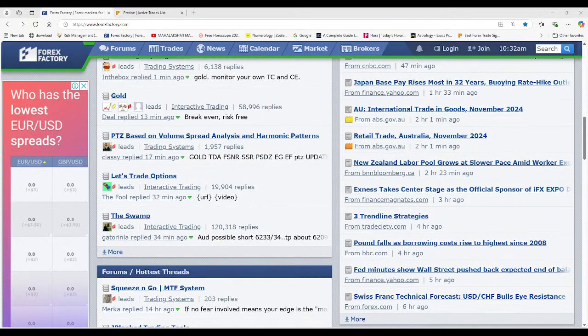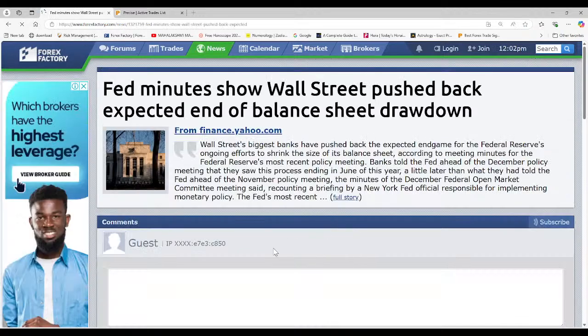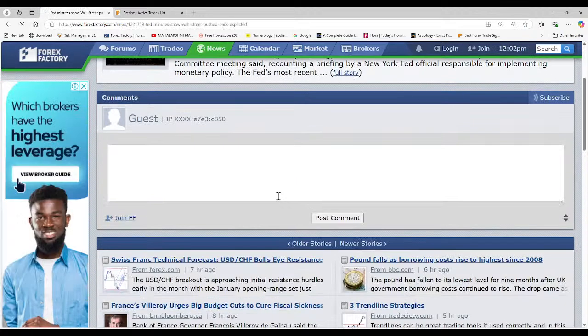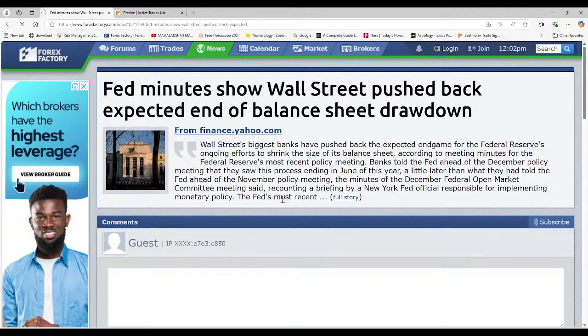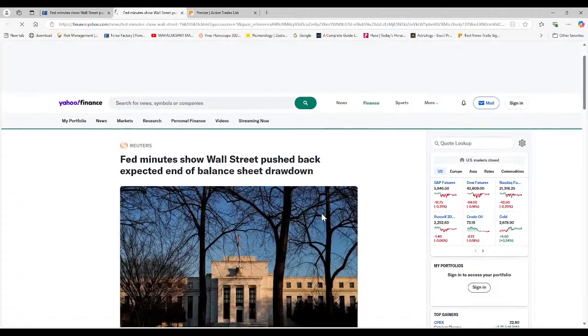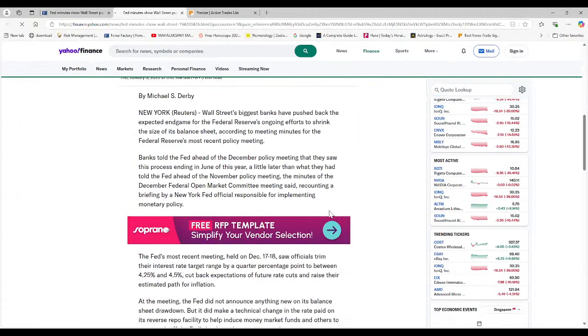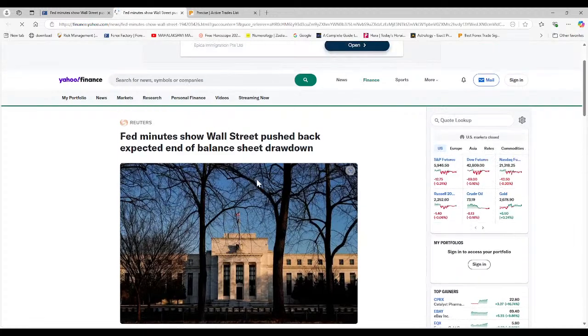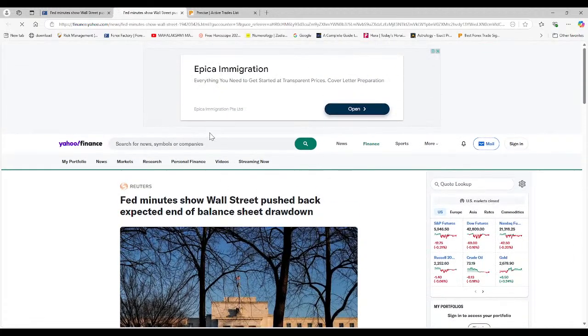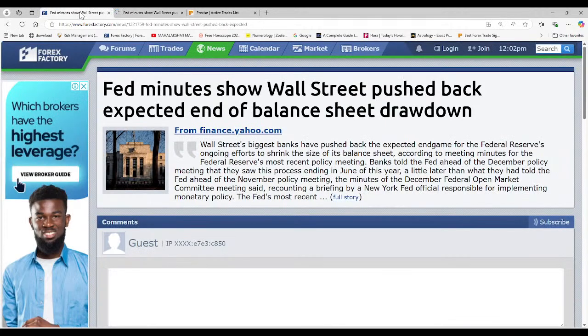Oh yeah, it says biggest banks push back, expected the Federal Reserve's ongoing efforts to shrink the size of the balance sheet, according to the meeting minutes. So I think there isn't much information on the Fed minutes. Okay, let's move on to our analysis.